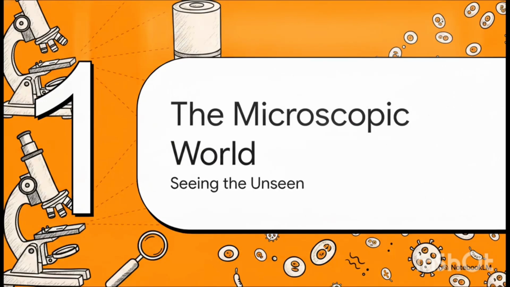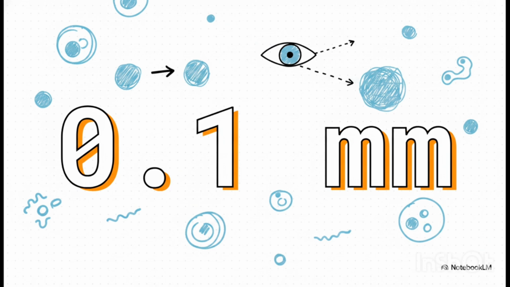Section 1, the microscopic world. To get a grip on life, we've got to understand the tools that let us see it. 0.1 millimeters. So why does that specific number matter? Well, think about drawing two tiny dots on a piece of paper and slowly bringing them closer and closer together. At a certain point, your eyes just can't tell them apart anymore. They blur into one single dot. For the human eye, looking from a normal reading distance, that blur happens when things are about 0.1 millimeters apart. We call this the limit of resolution of the human eye. Anything smaller than that, we're literally blind to it without some backup.